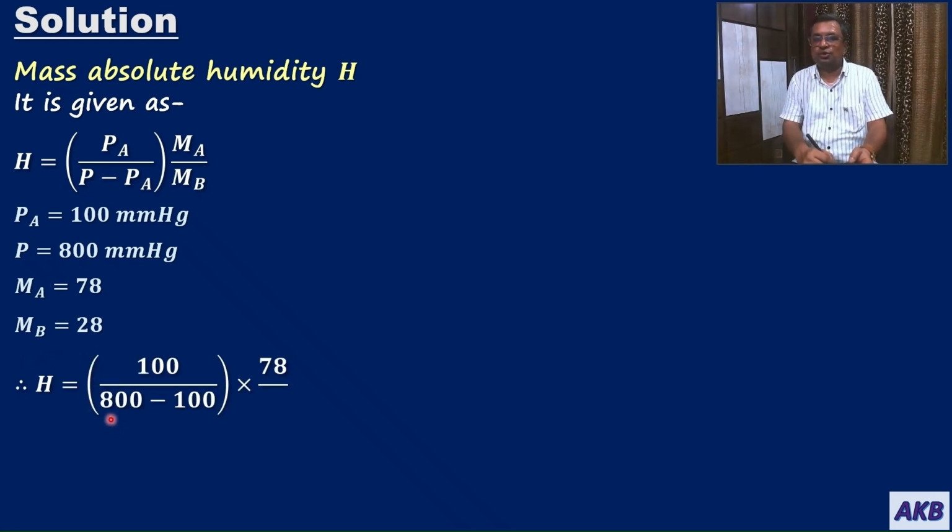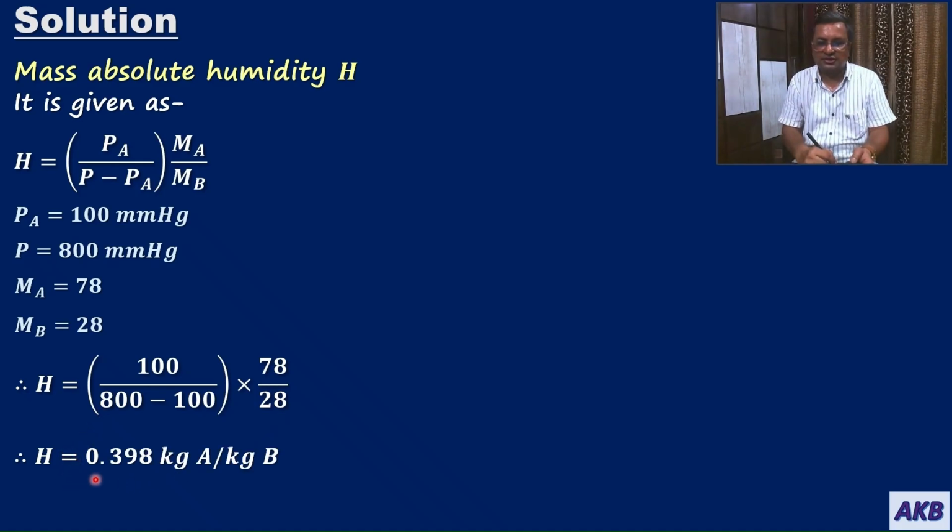So you just have to use the values in the equation to get H. So H will be equal to 100 divided by 800 minus 100 into 78 by 28. That gives us H as 0.398 kg A per kg B. So this is the mass absolute humidity.